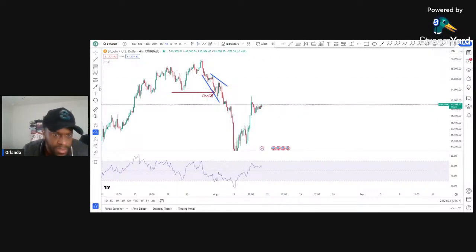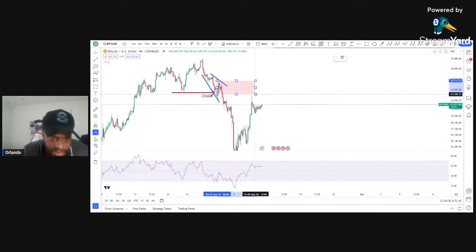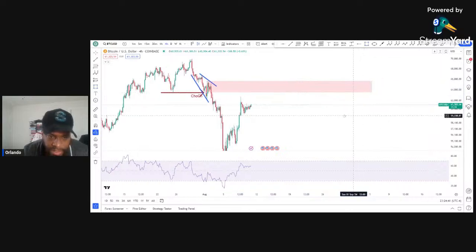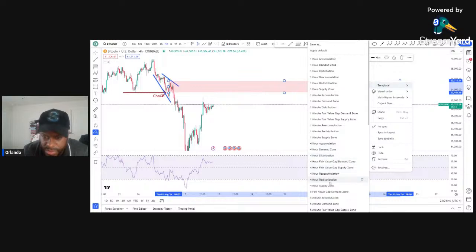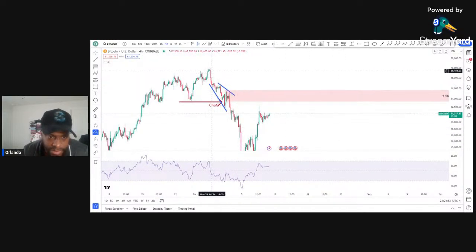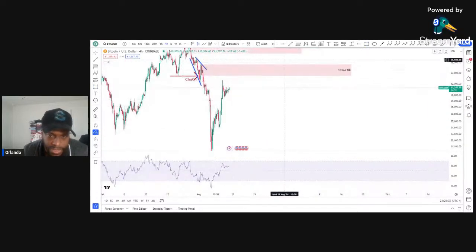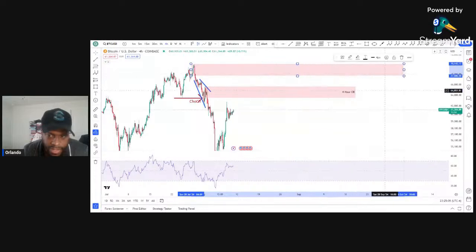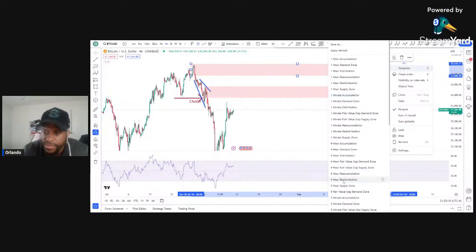So we got this supply zone right here that can be a POI for the market to use on Bitcoin, and then you got this one obviously up here that the market can use. So we just sit back and chill and see which one it's going to respect. That's all I can really do.